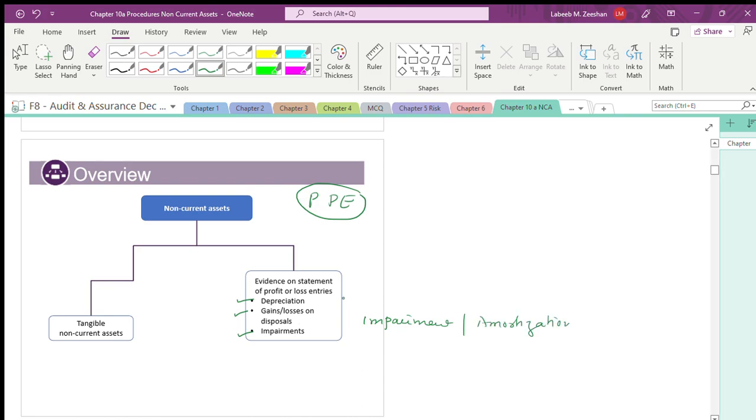Any idea about the difference between these two? Fast, tell me very fast. Yes or no? Don't waste time. Is there any difference between when impairment works and when amortization works? I don't know. Have you done financial reporting or not? Yes or no? Tell me fast.